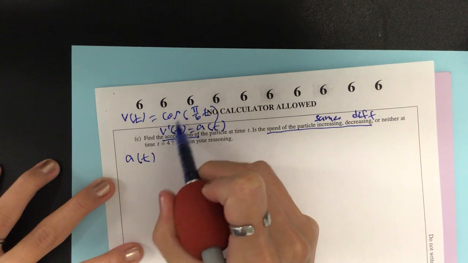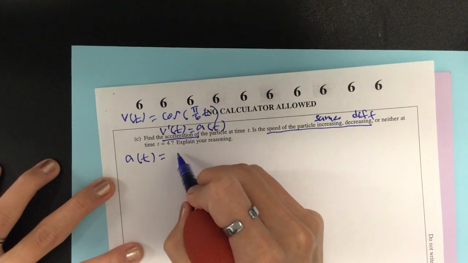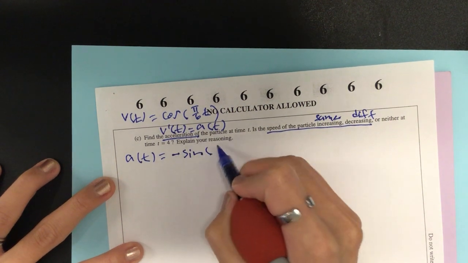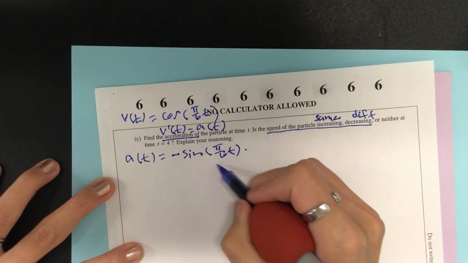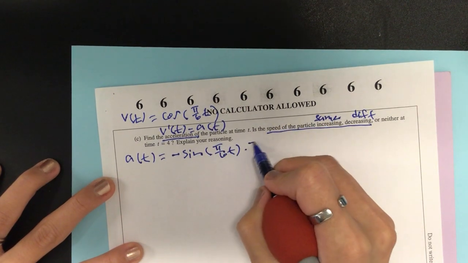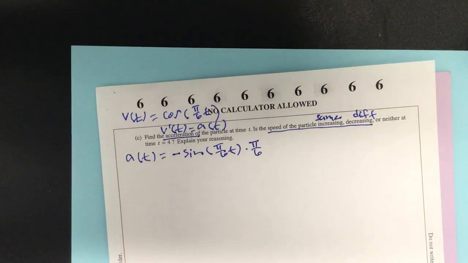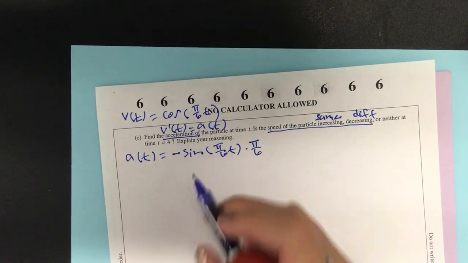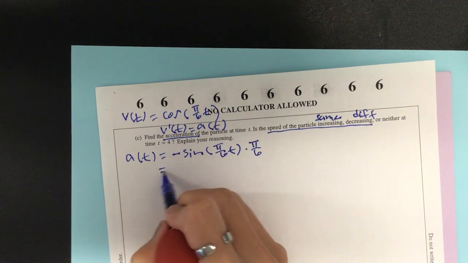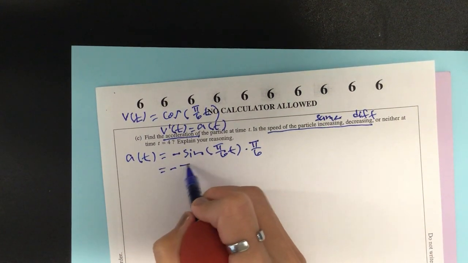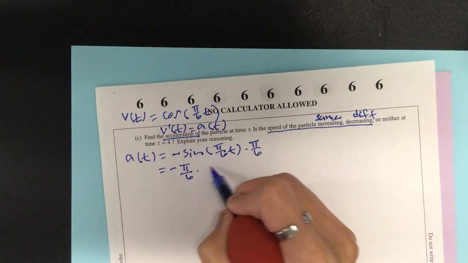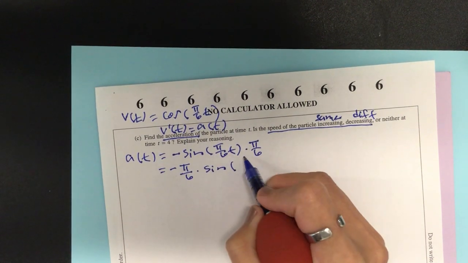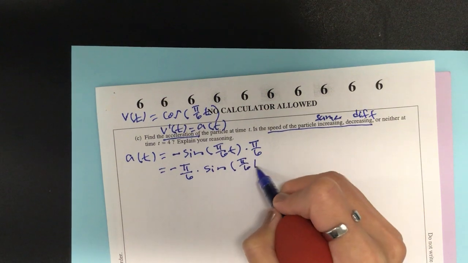What is a derivative of my outside using chain rule? Cosine has derivative of negative sine. We keep the inside, and then we derive the inside. What is the derivative of any constant times t? That constant. Are we okay with that? Okay, and then when I plug in my values, the way I want to write this is bring that constant in front of the negative. And then we have negative pi over 6 times sine of pi over 6 t.